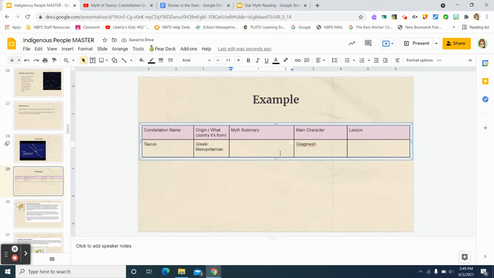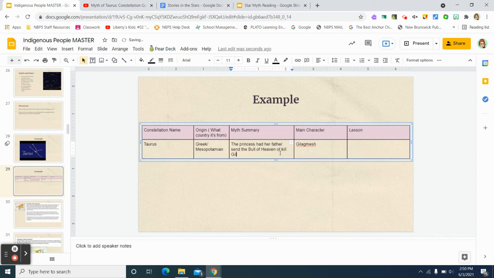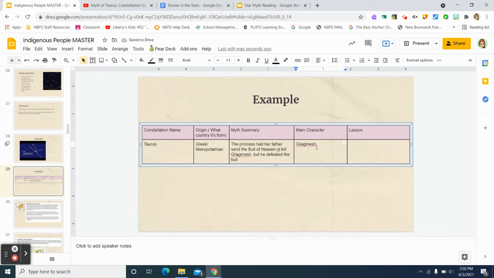The myth summary: the princess had her father send the Bull of Heaven to kill Gilgamesh. But he won. He defeated the bull. All right, and then the main character was Gilgamesh and the Bull of Heaven, or Taurus.